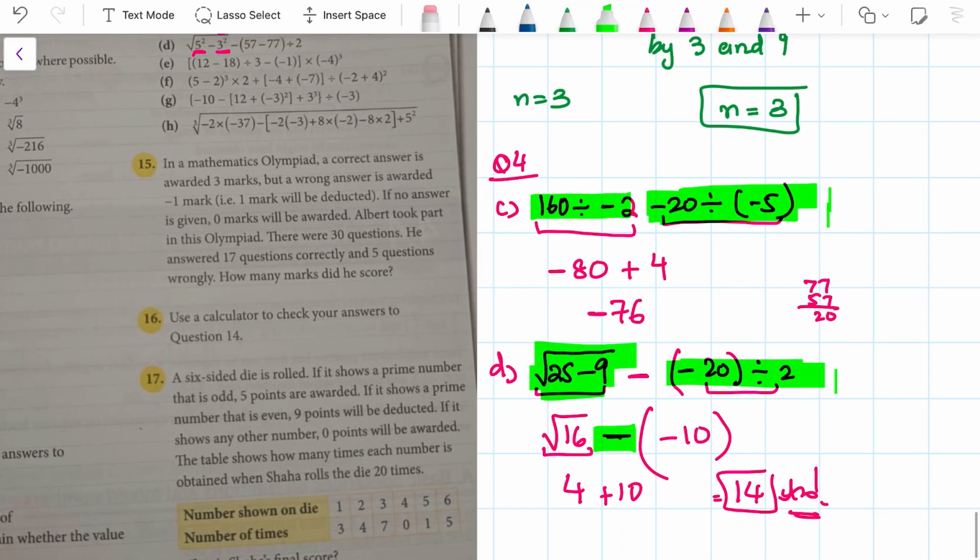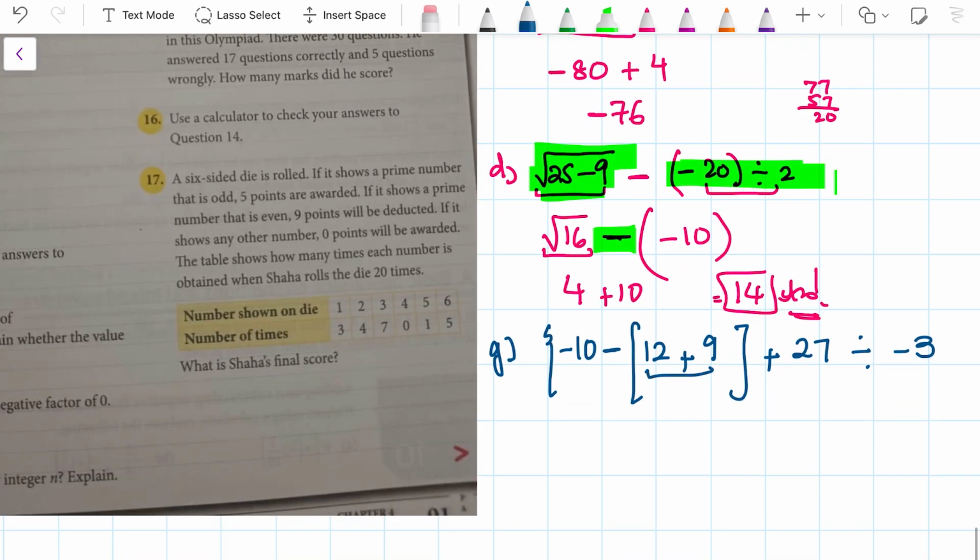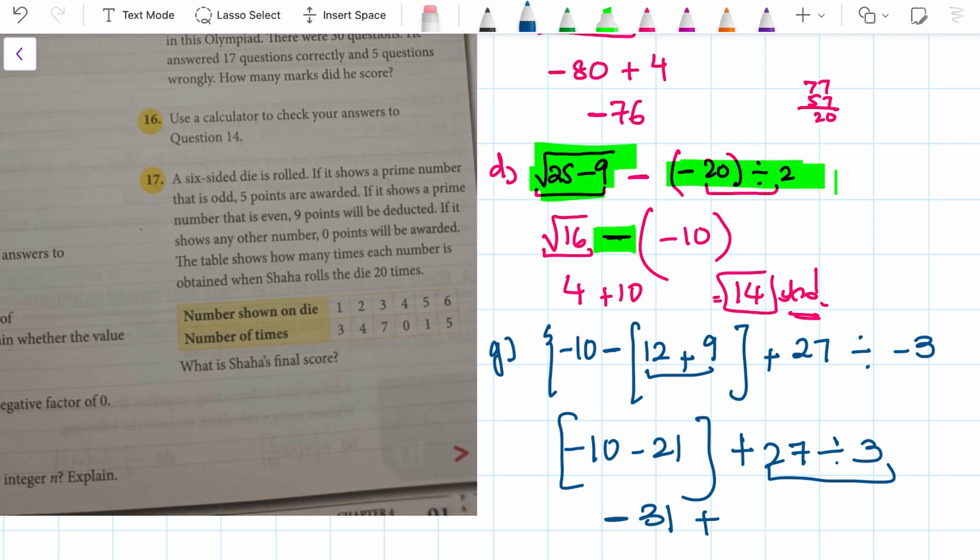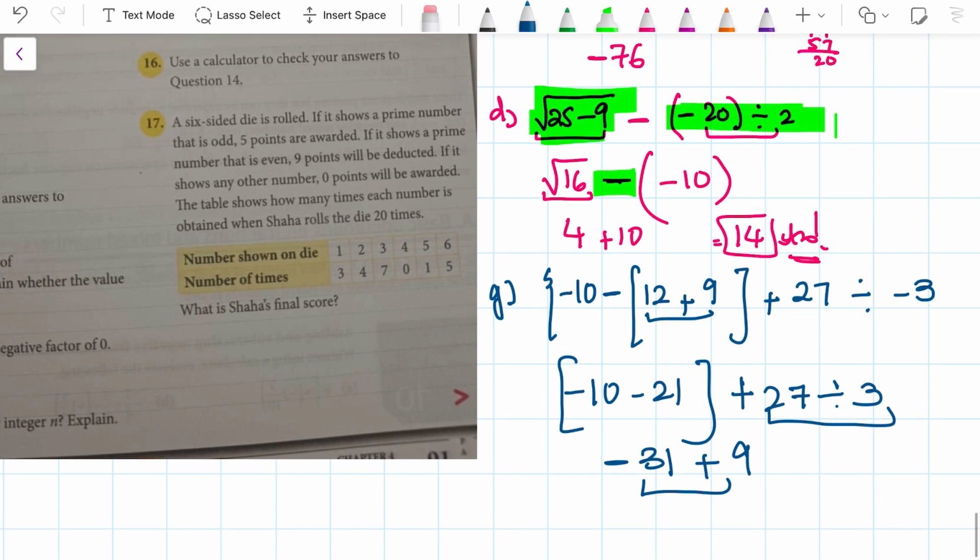Let's look at question number G. 12 plus minus 3 whole square is a 9. 3 cube is a 27. 12 plus 9 is going to be a minus 21. Minus 31 plus 27 divided by 3 is going to be a 9. Plus minus is a minus. 31 minus 9 gives you a 22 with a negative sign.